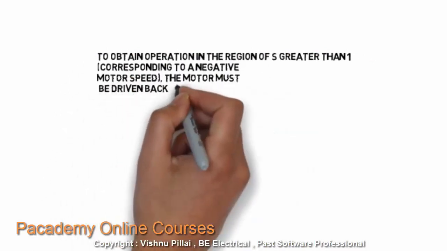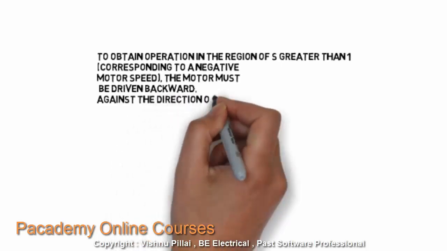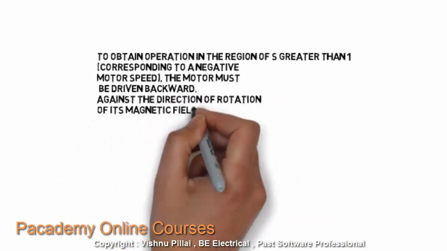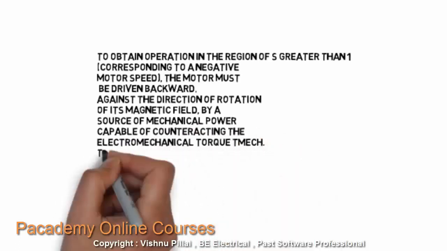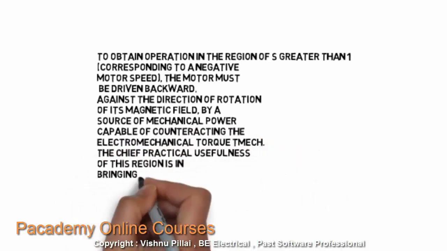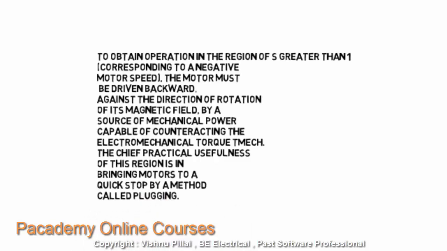To obtain operation in the region greater than 1, corresponding to a negative motoring speed, the motor must be driven backwards, or in the opposite direction against the direction of rotation of its magnetic field, by a source of mechanical power capable of countering the electromechanical torque. The chief usefulness of this region is braking the motor to quickly stop the motor, called plugging.